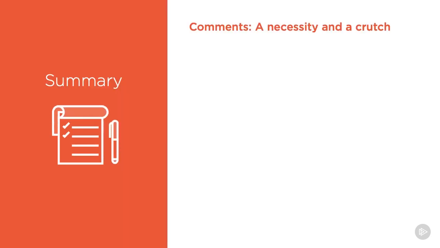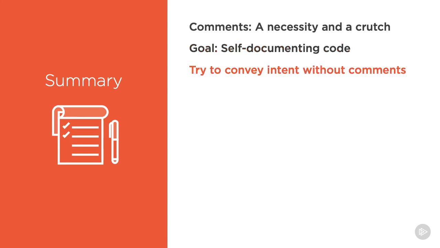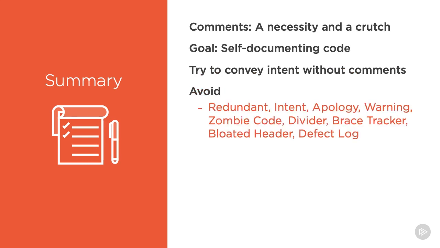In this module, we saw that comments are both a necessity and a crutch. Our goal is to write self-documenting code. Our code should convey intent without the need for comments when possible. We looked at 9 types of comments to avoid, including redundant comments that merely repeat the code, intent, apology, and warning comments, which are all a sign that the code could be refactored, zombie code, which should be deleted, divider and brace tracker comments, which are a sign that the method should be split up, bloated header comments, which are a pain to maintain, and defect log comments, which belong in source control.